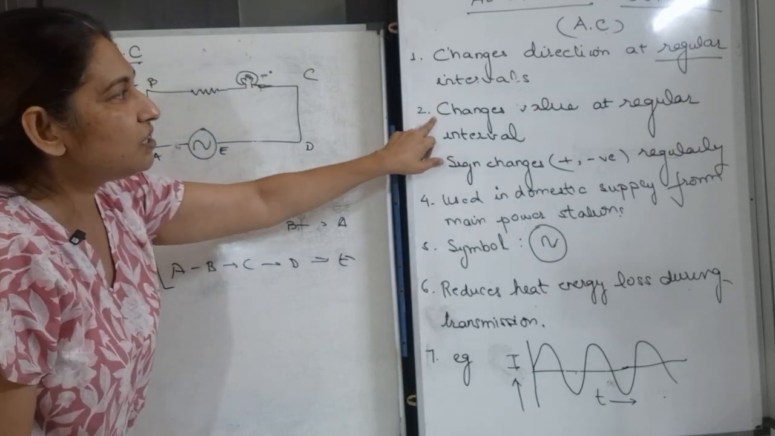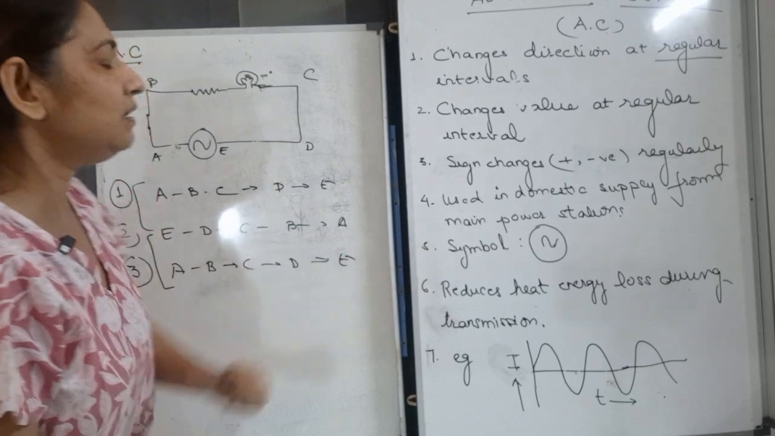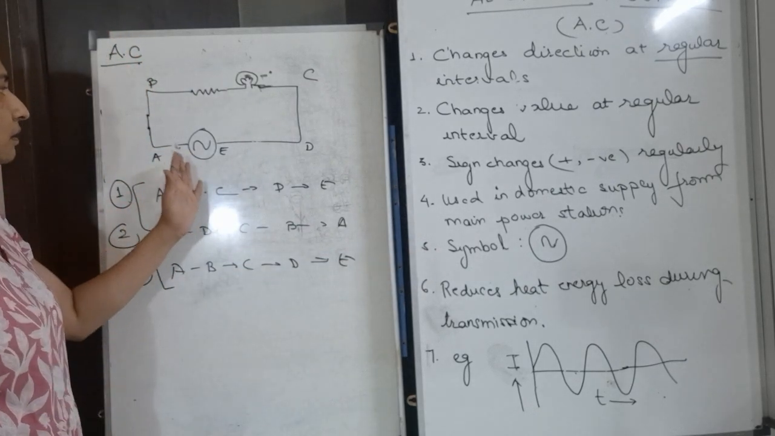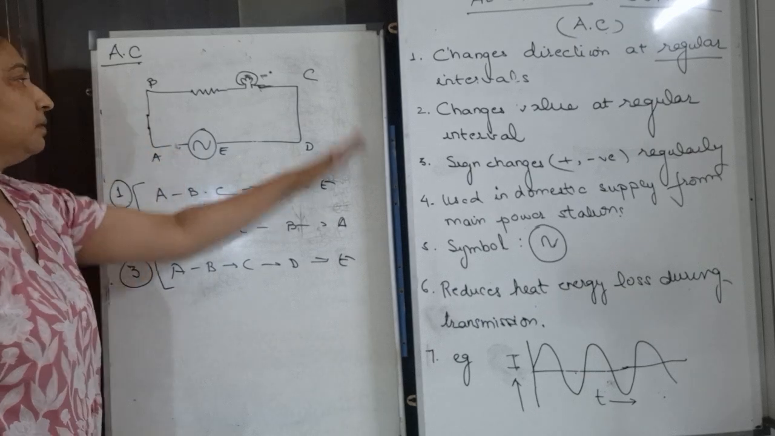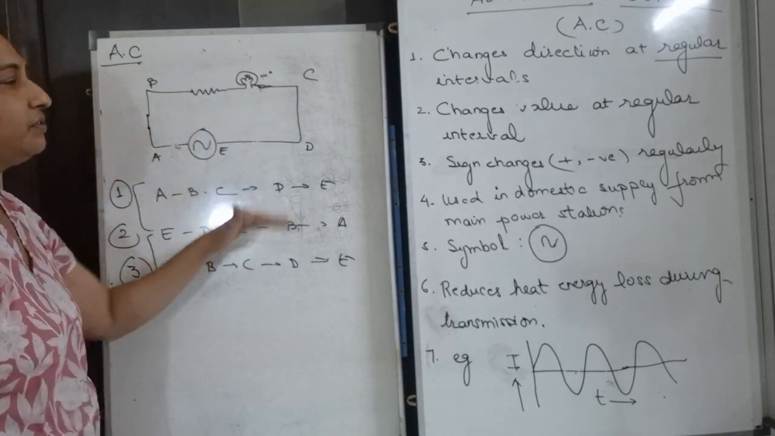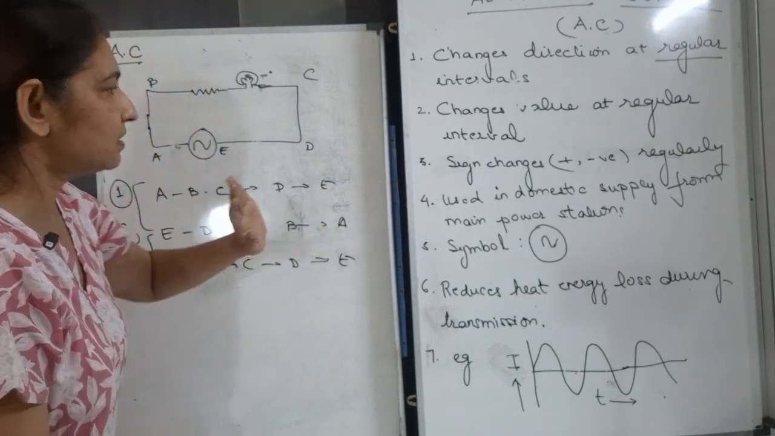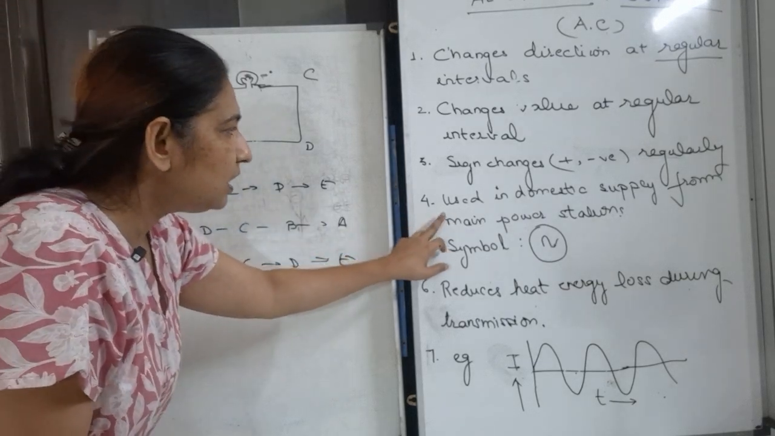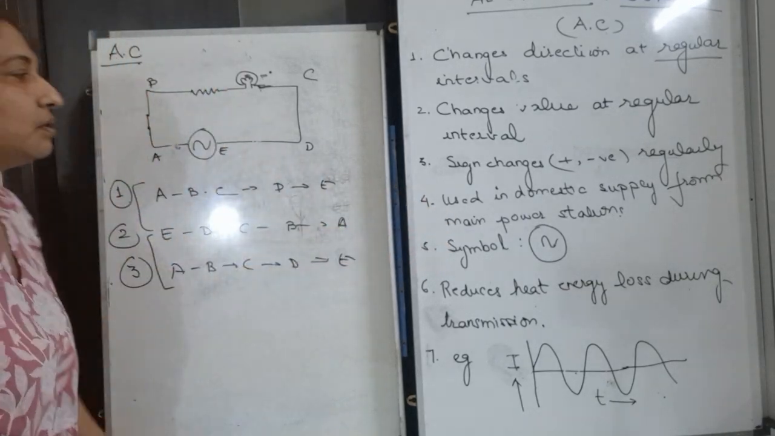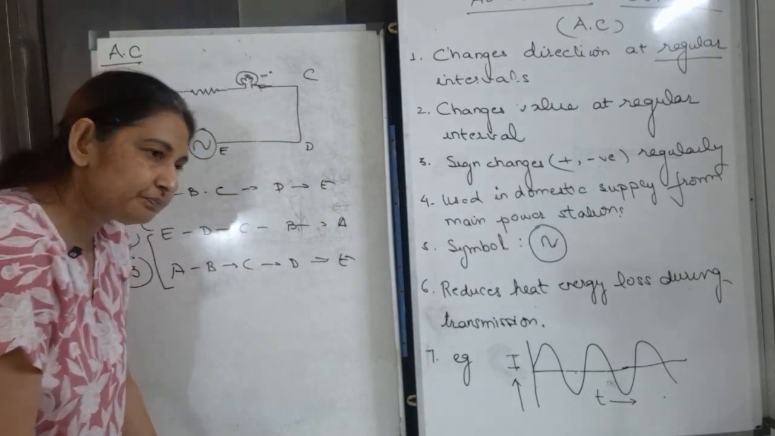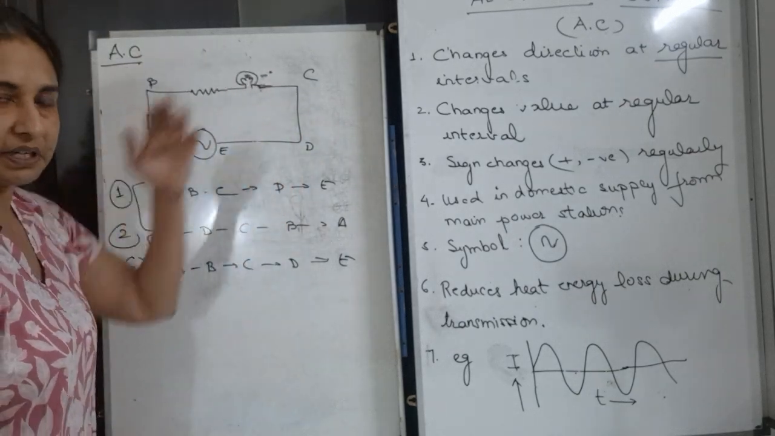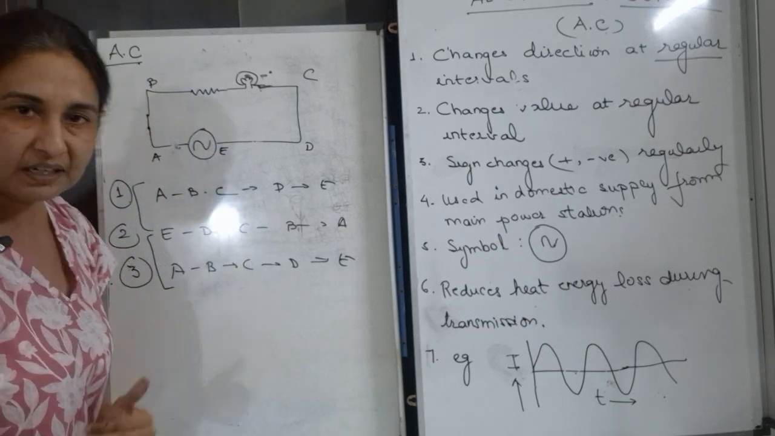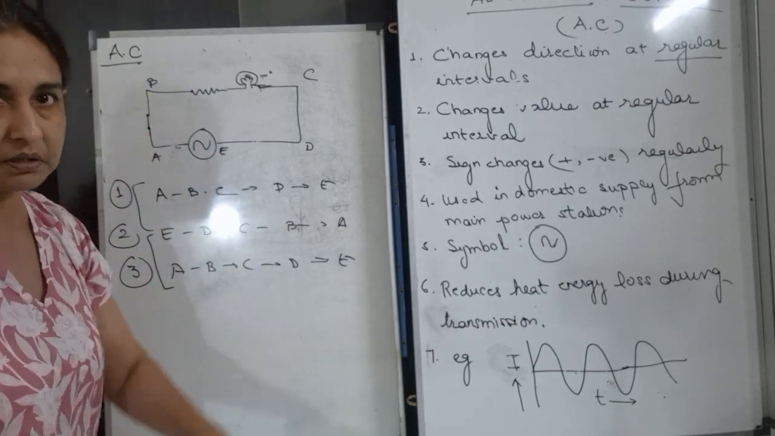Second is it changes its value also regularly. Maybe it is +5, -5, +5, -5. Then it changes signs, as we have discussed, plus and negative. Then it is typically used in transmission. You know that electricity is produced in power stations, and then it is applied to our homes or to our factories or to hospitals or wherever it is required.